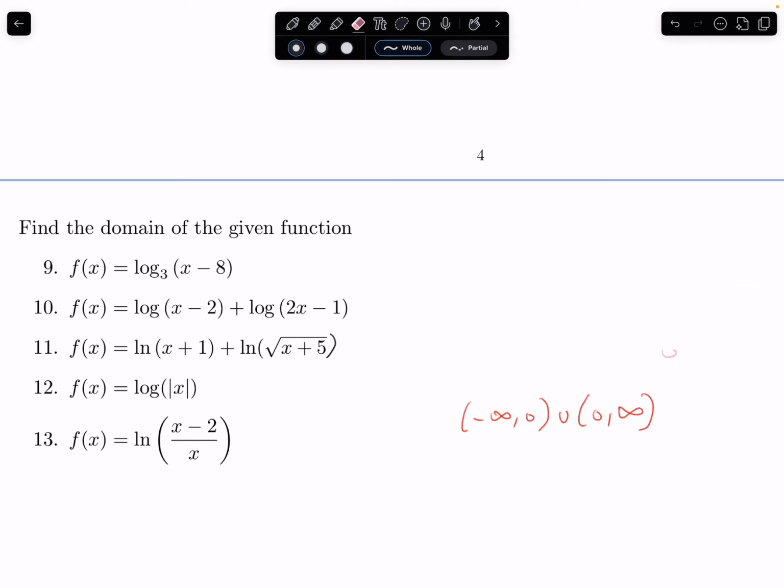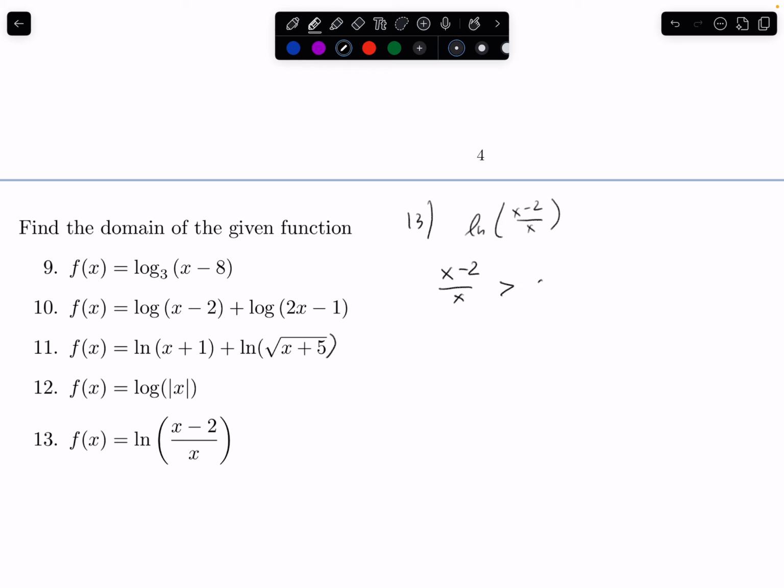Okay, last one for this topic and this video. This is question 13. ln of (x minus 2) over x. What's the domain for that? So same approach again. I'm going to take this inside part, make sure that's bigger than 0. In this case, how do you solve this though? Well, this is a case where it helps to remember the graph, and because I'm comparing to 0, I just want to think about positive and negative.